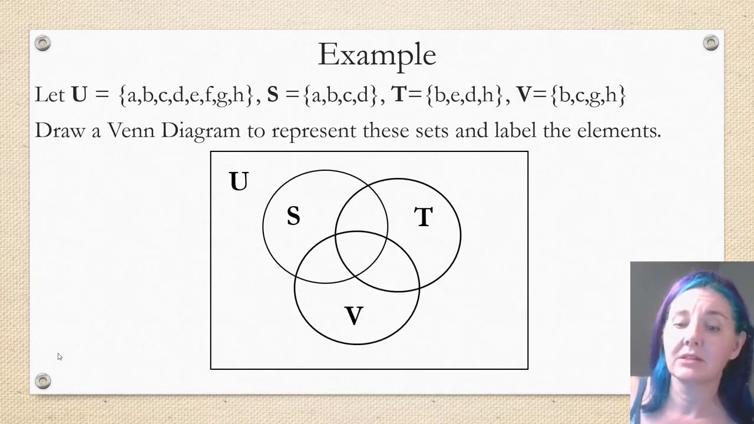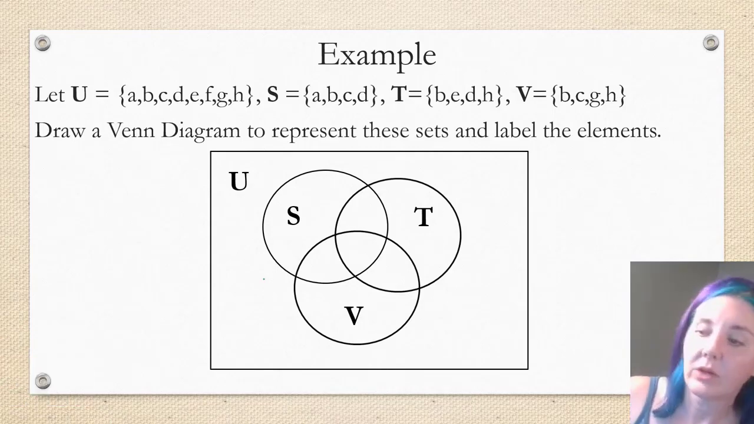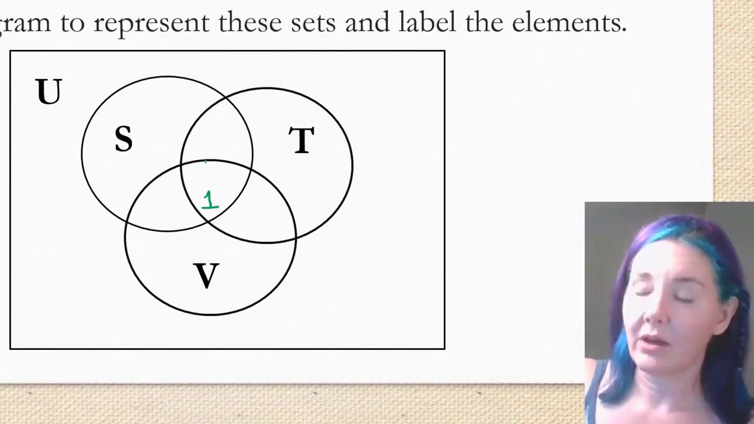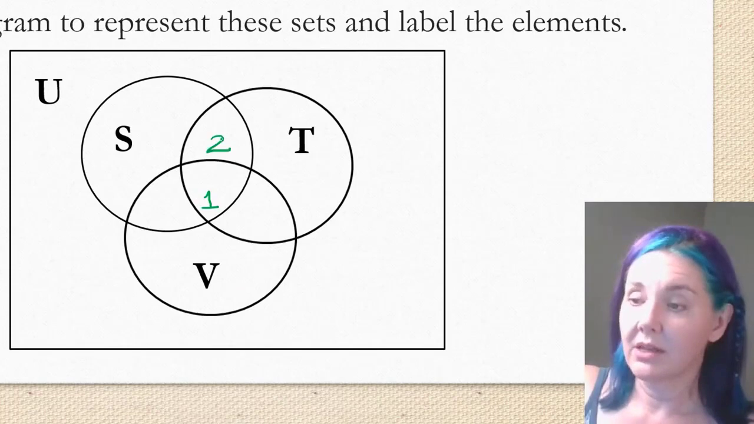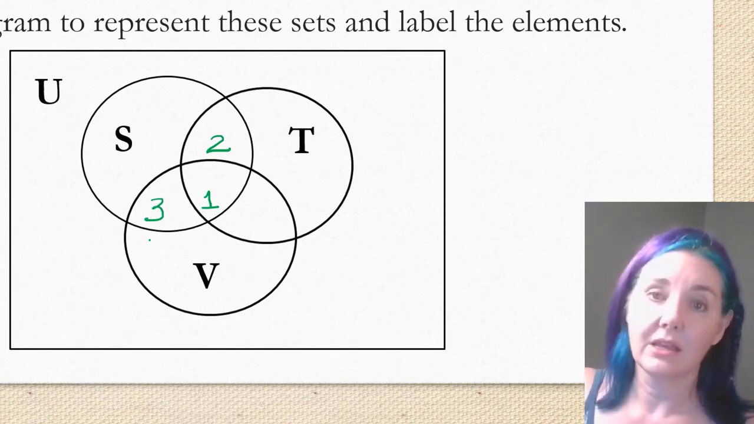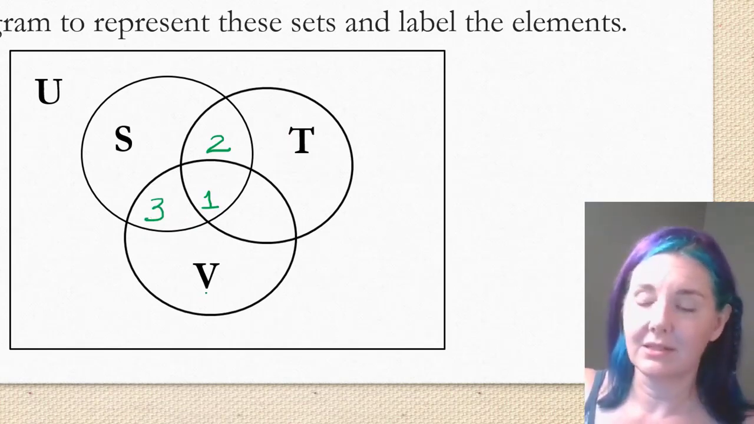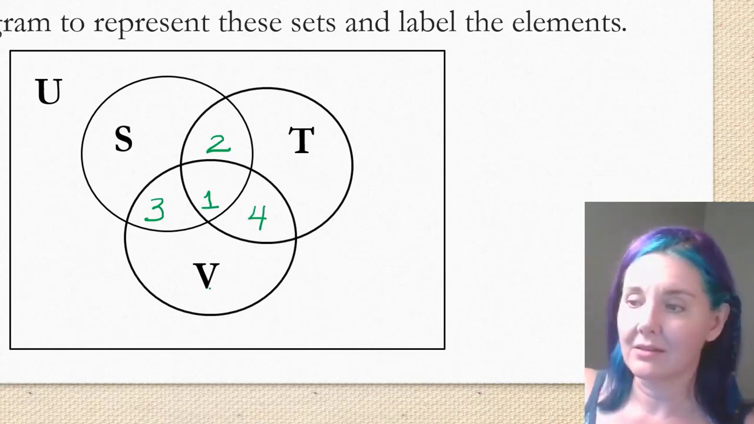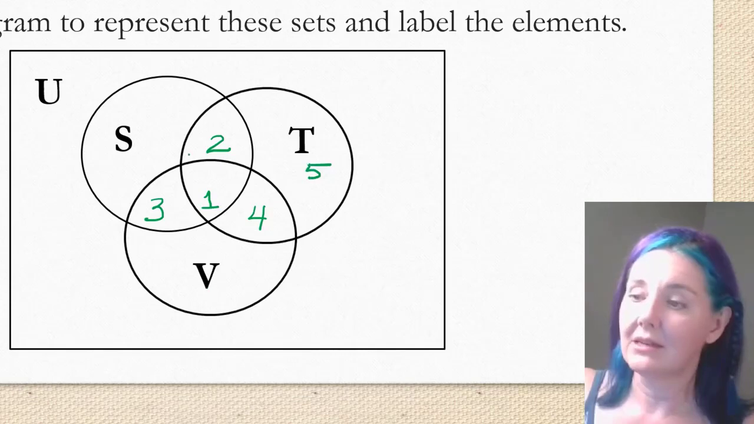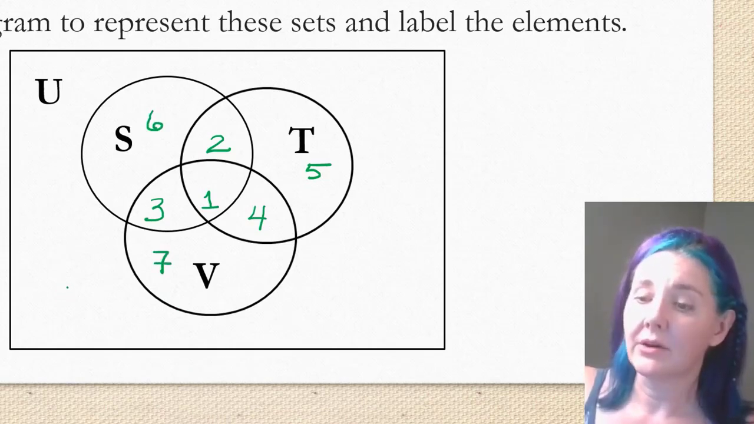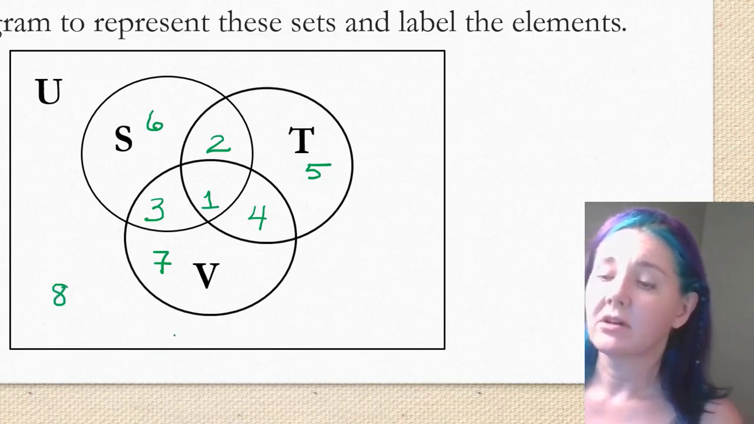Now, how many regions do we have in this diagram? We have the region in the very middle that's part of S, T, and V. I'm going to label that 1. So region 2, I'm going to let be this little piece that's in S and T but not V. Region 3, I'm going to let that be the piece that's in S and V but not T. I'm going to call this piece region 4, that's in T and V but not S. The part that's just in the set T, I'm going to call that region 5. Part that's just in the set S, region 6. The part that's just in V, I'm going to call region 7. And then this outside part that's not in any of the sets, I'm going to call that region 8.